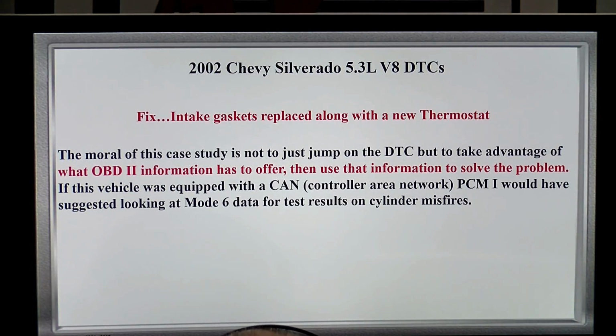So the fix for this was intake gaskets along with a new thermostat. Now, if you noticed with the thermostat, the reason why I bring this up, and I only got a couple of minutes left here, is the temperature was 50 degrees Fahrenheit. Always look at that. This reminds me of articles that I have written on cars that came in where we had Ford misfire problems only when it was cold. You would have to look at the temperature in the freeze frame. And same with Toyota. These were intake manifold gaskets only when the vehicle was cold. So the moral of the story is just don't jump to the DTC. Look at all the information, right? That's the important thing here.